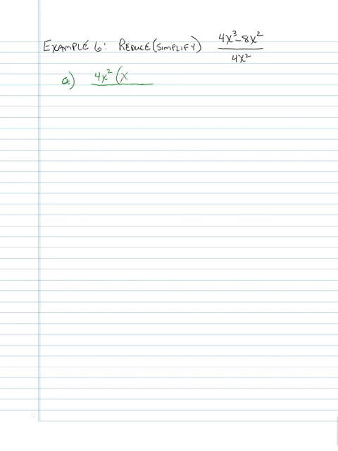Well, times x, doesn't it? And then we have to have a minus sign, and 4x squared times what gives 8x squared? Of course, a 2. So we've factored that numerator, and our denominator is 4x squared. And so now we have the opportunity, of course, to cancel the two factors, 4x squared and 4x squared. And so that leaves simply x minus 2.